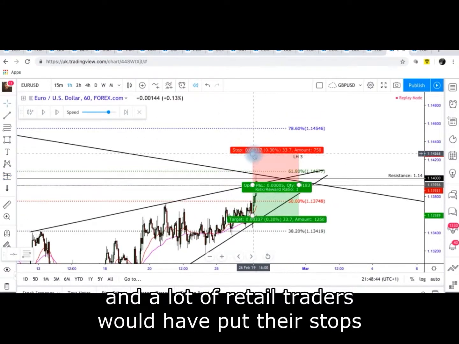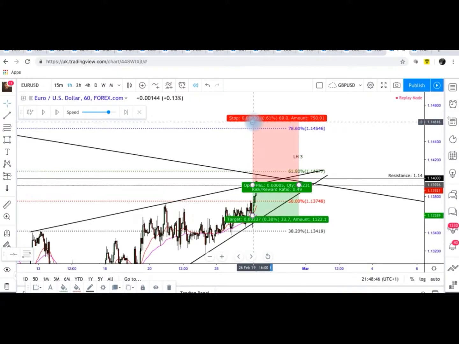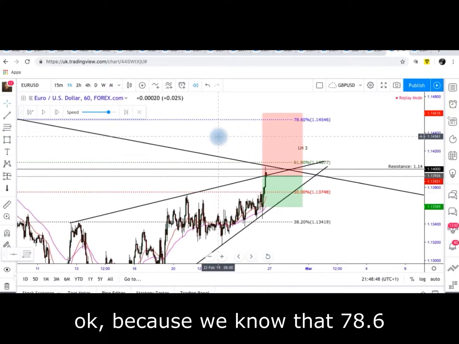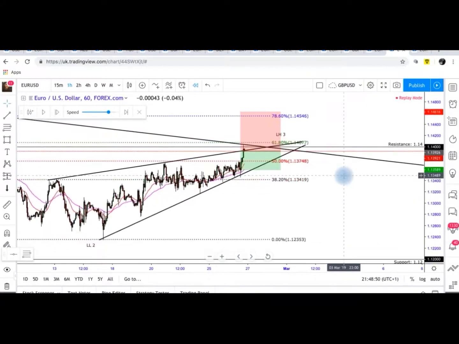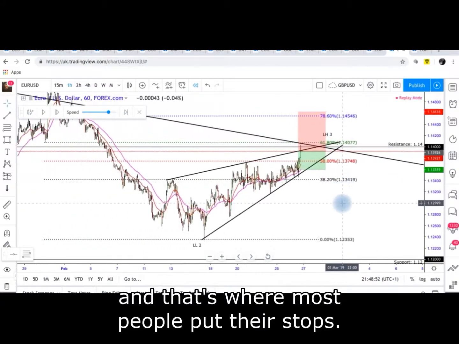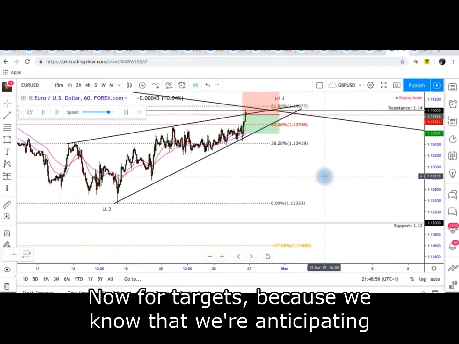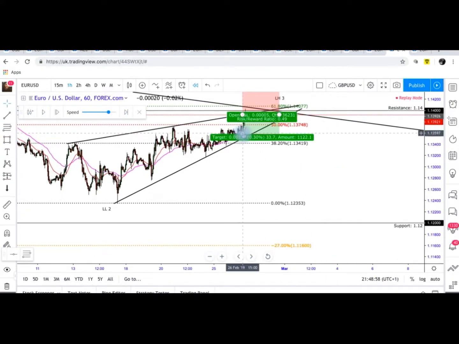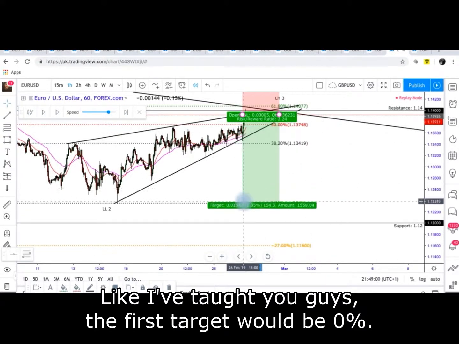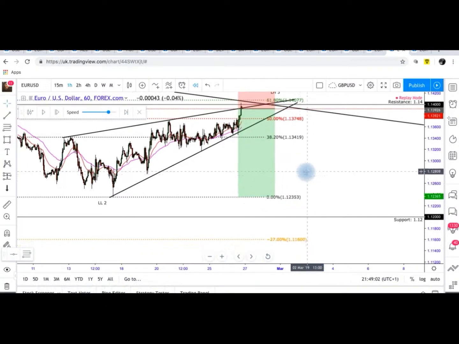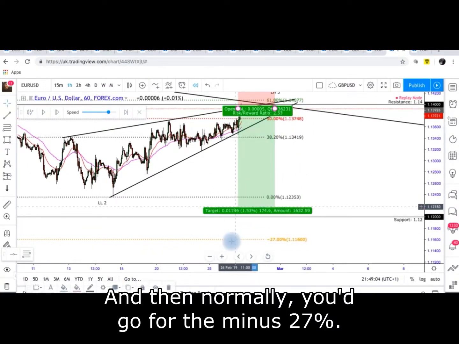And a lot of retail traders would have put their stops just above the 78.6, because we know that the 78.6 is the last point of invalidation, and that's where most people put their stops. Now for targets, because we know that we're anticipating a new lower low, like I've taught you guys, the first target would be 0%. And then normally you'd aim to go for the minus 27%.